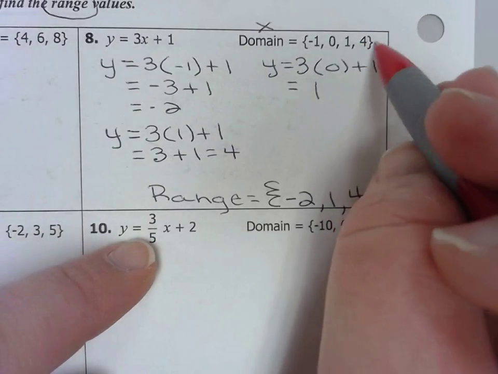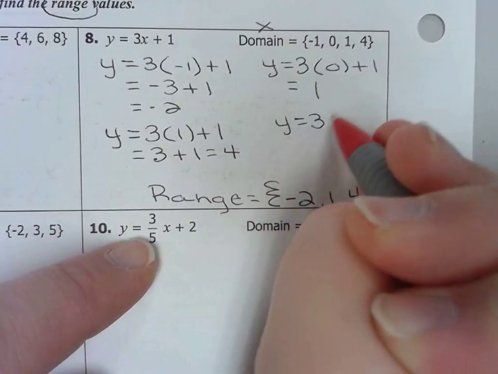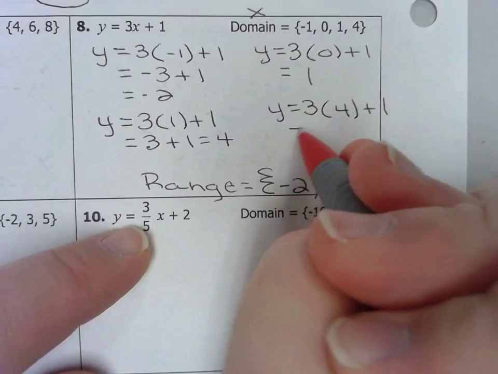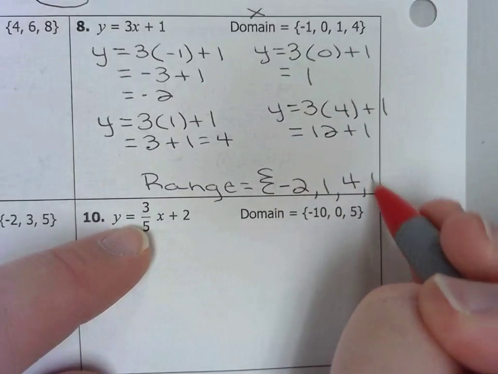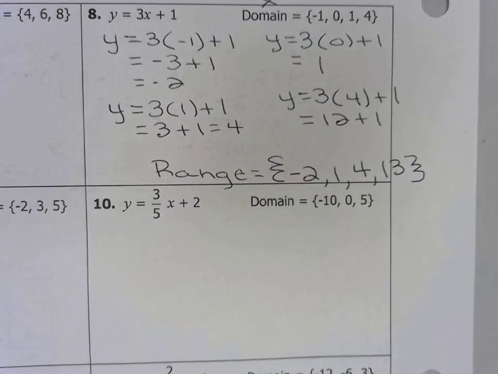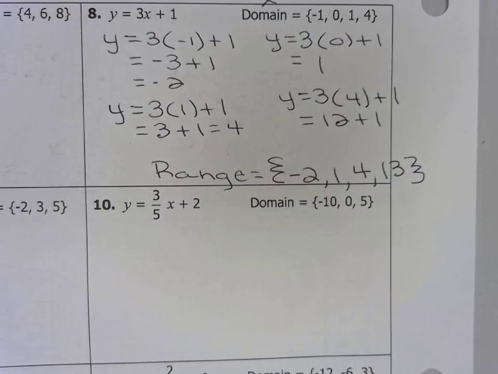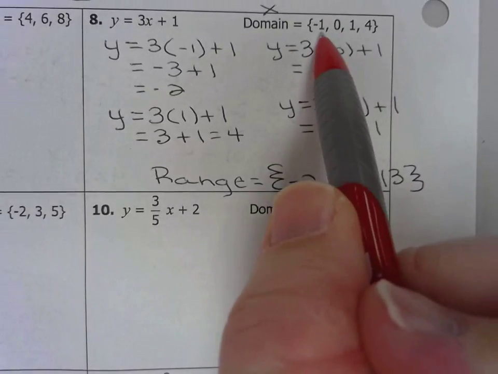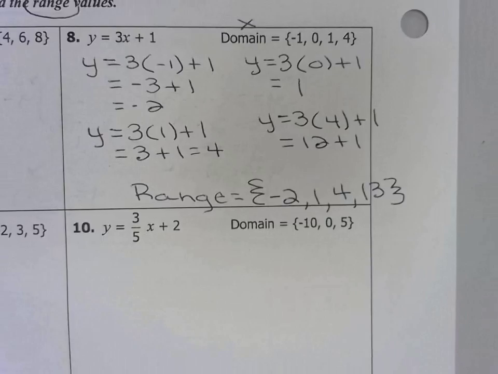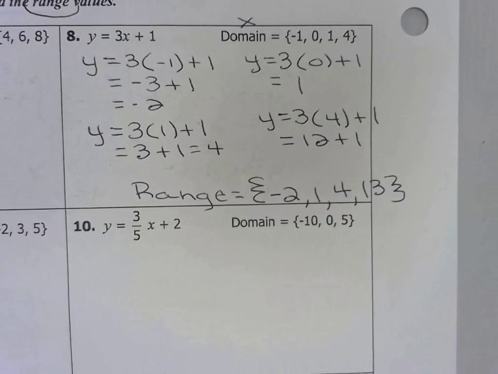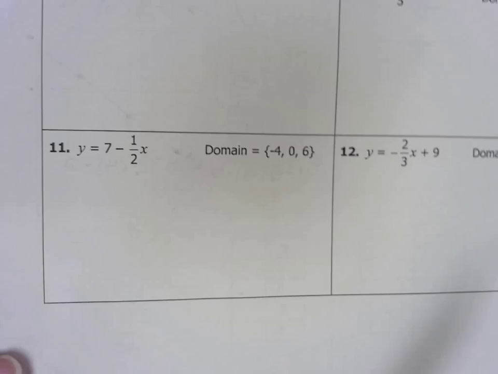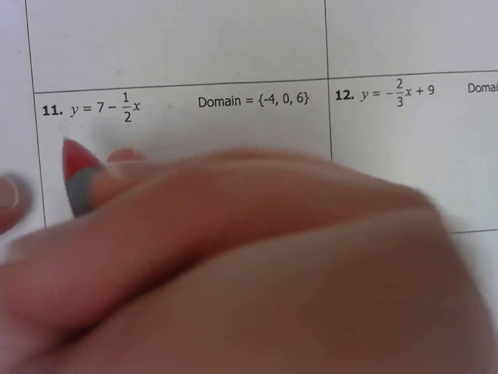And then I do the same thing when x is 4. So I take 4 and I plug it in where x is. 3 times 4? 12 plus 1? 13. So these are my y values. Those are my range. So we're going to list them as my range. That's it. Now, you're going to have the same amount. So if I have 4 domain values, you will have 4 range values. Okay? Let's look at one more. Let's look at 11.